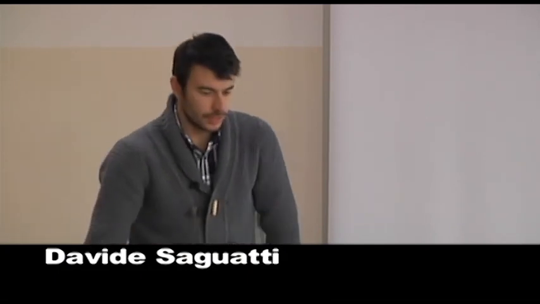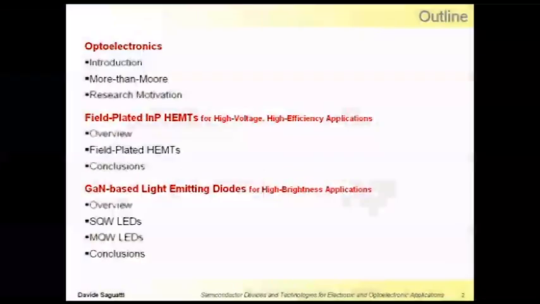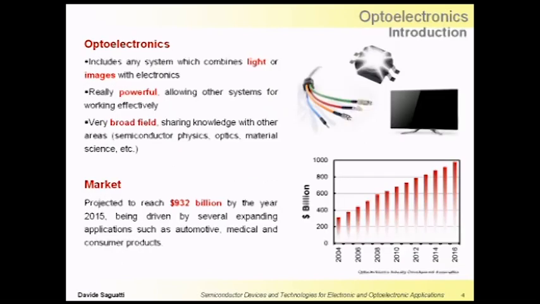This is the outline of my talk. After a brief introduction of optoelectronics in general, which is the core of the research, I will go on showing you two devices which have been investigated during the research activities, which are the field-plated indium phosphide HEMTs for high voltage and high efficiency applications, and the GaN-based light-emitting diode for high brightness applications. So let's now go on with the optoelectronics introduction.